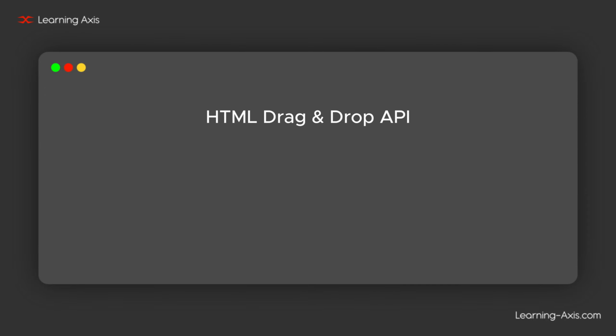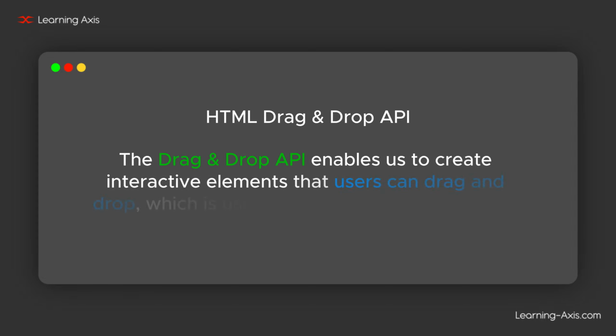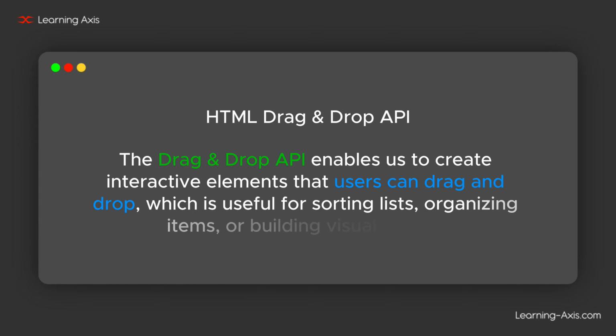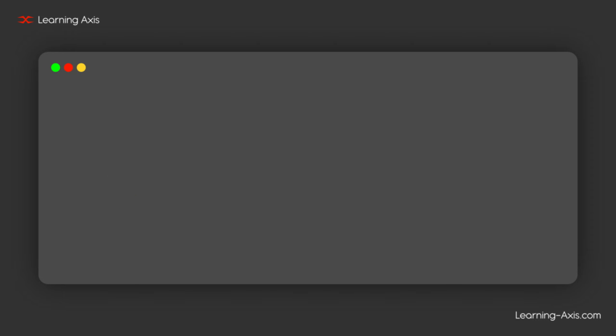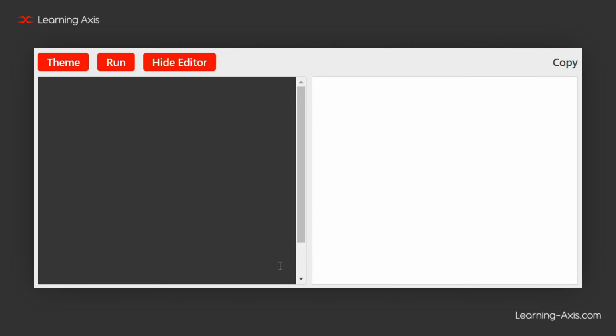Now, let's see the HTML Drag and Drop API. The Drag and Drop API enables us to create interactive elements that users can drag and drop, which is useful for sorting lists, organizing items, or building visual editors. Let's see an example of a draggable item.